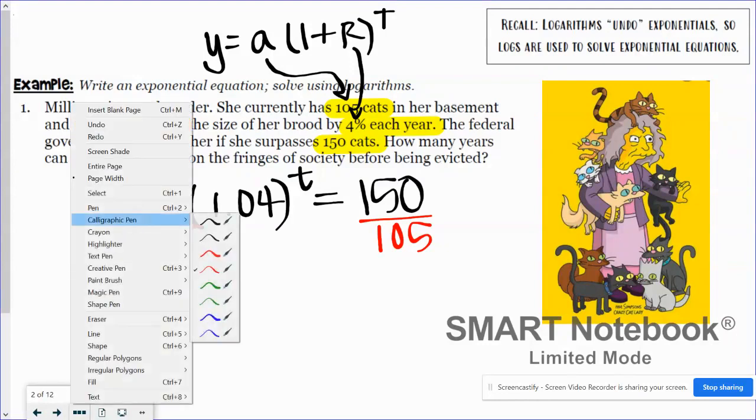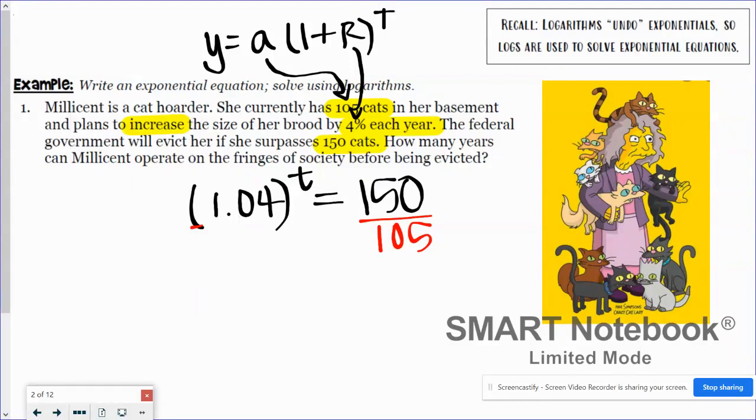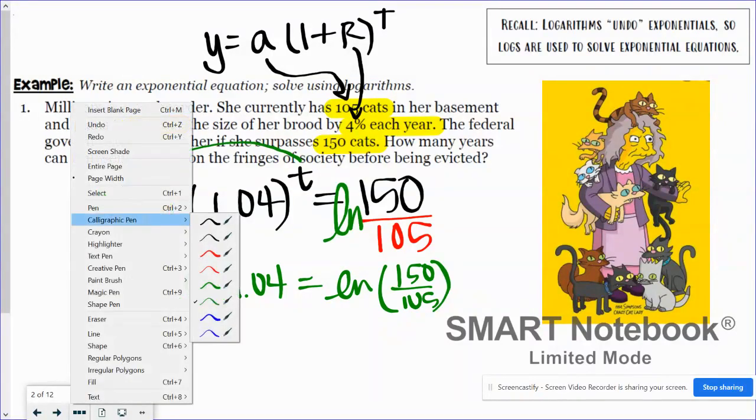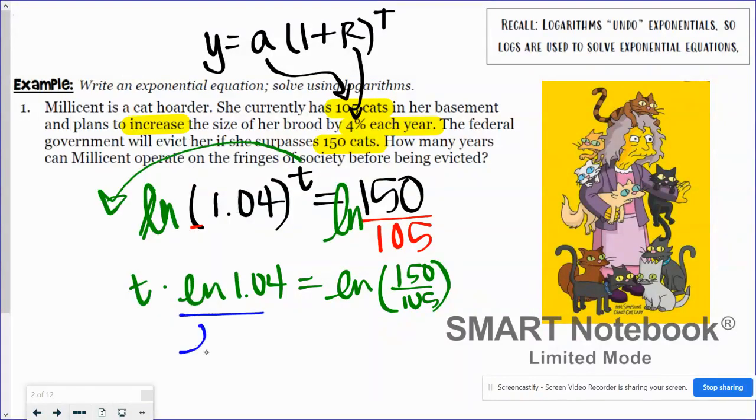So now I'm ready to take the natural log of both sides. I'm going to take the natural log on the left, and the natural log on the right. And remember what that does? That means our exponent is free and it's going to come out in front. So now I'm going to have t times the natural log of 1.04 is equal to the natural log of 150 divided by 105. And then to get t all by itself, I would simply need to divide both sides by the natural log of 1.04.